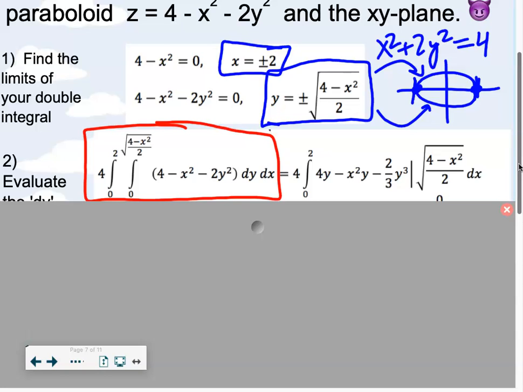So anyway, instead of going -2 to 2, I went 0 to 2. And instead of going negative root to root, I went 0 to root. Okay, so go ahead and integrate dy. Everyone can do this. This is a piece of cake.